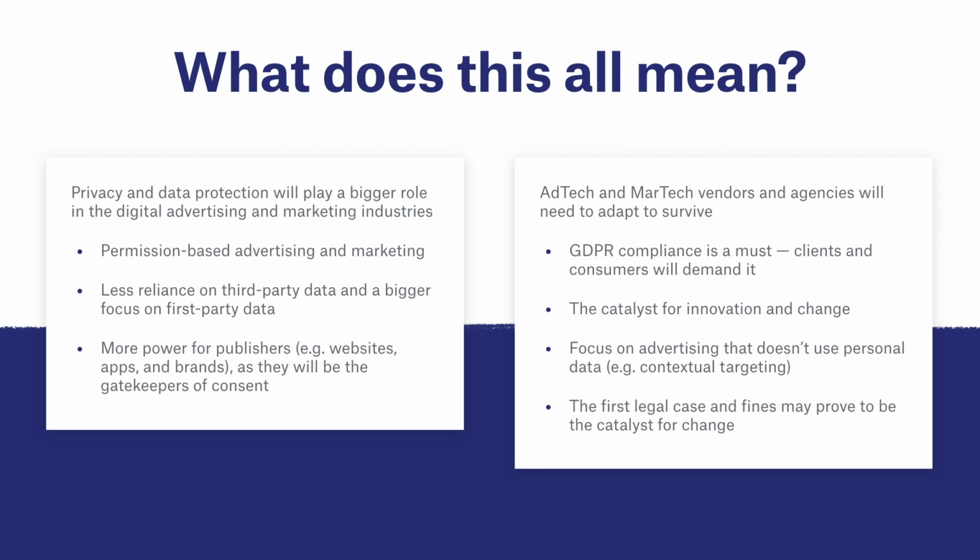We are already seeing a rise in permission-based advertising and marketing, meaning users are in control of their website experience. We are also seeing less reliance on third-party data and a bigger focus on first-party data, simply because it's much harder now to obtain and store third-party data than it was in the past. Also, there's more power for publishers, those being websites, apps and brands, as they will be the gatekeepers of consent as well as the gatekeepers for loading ad tech vendors onto their website.